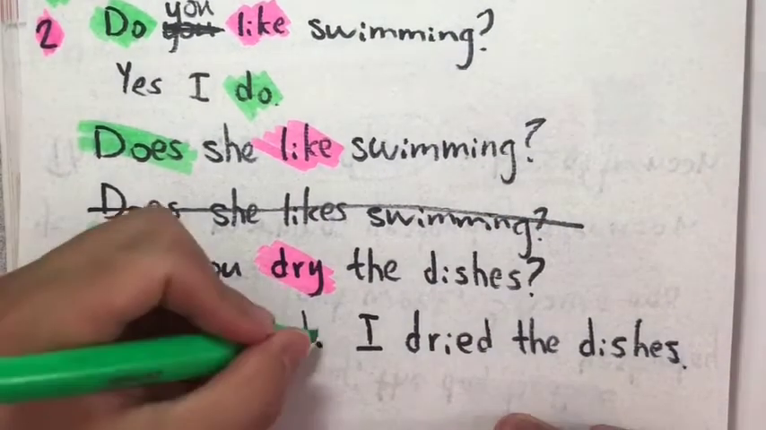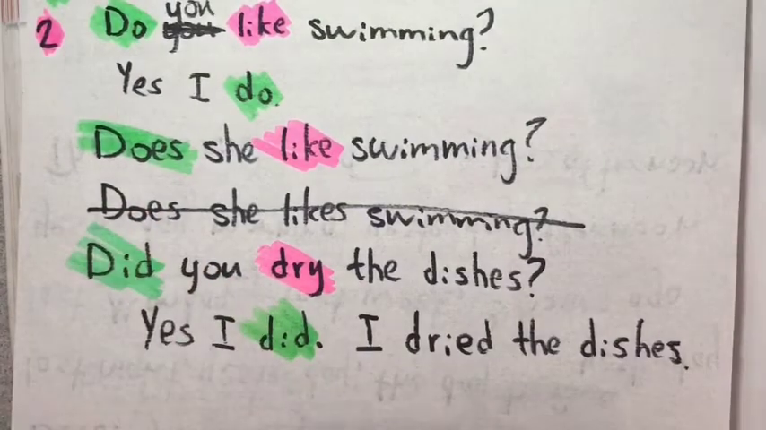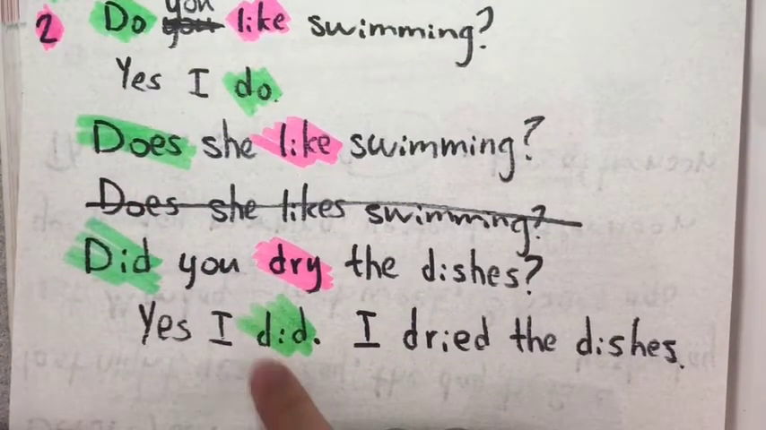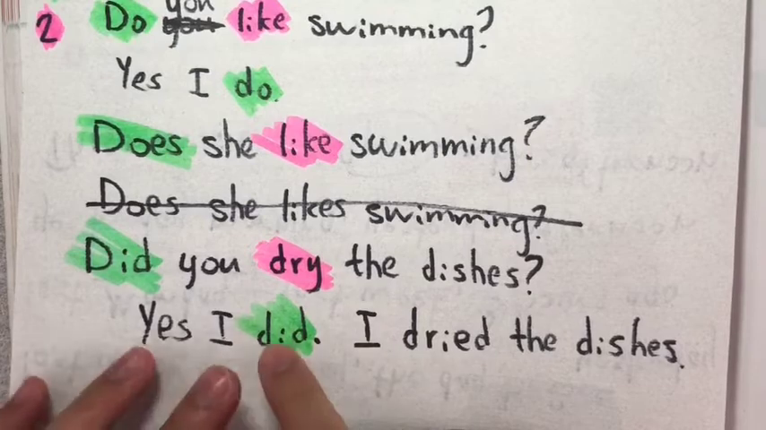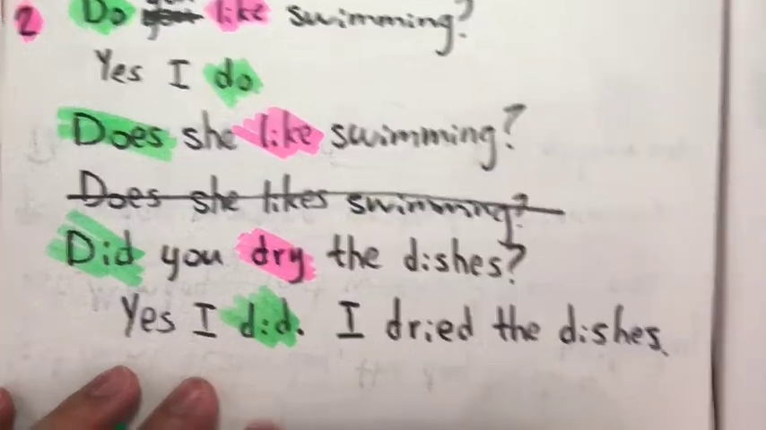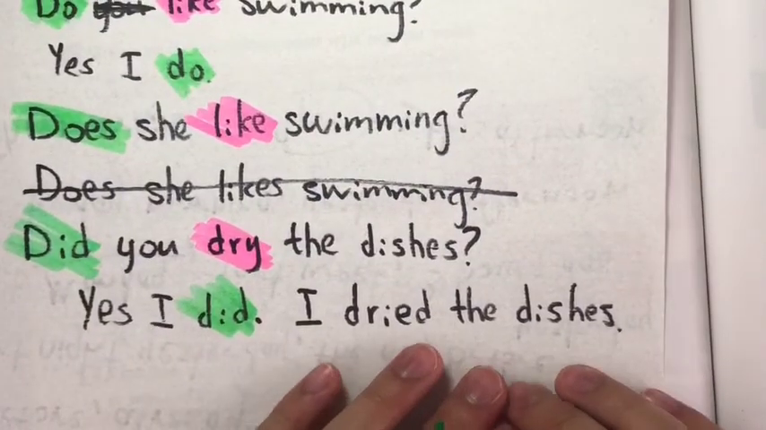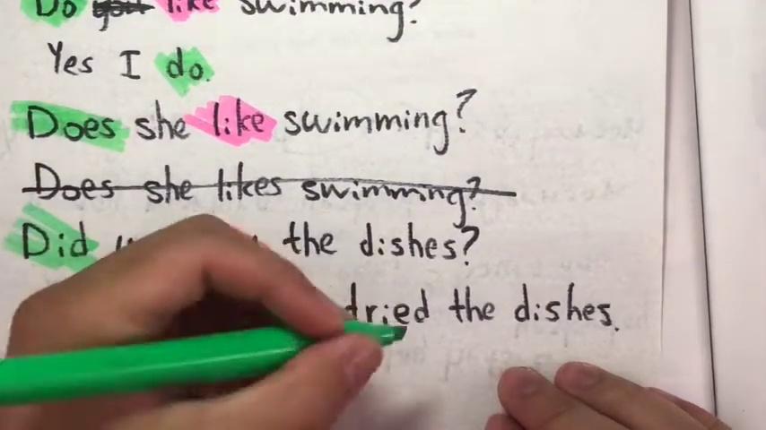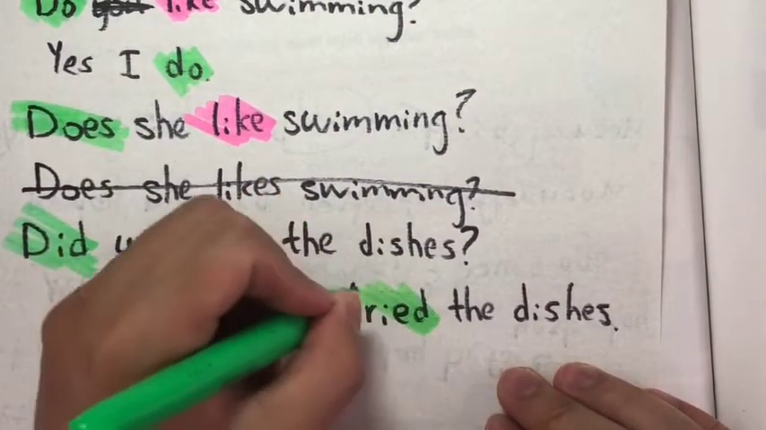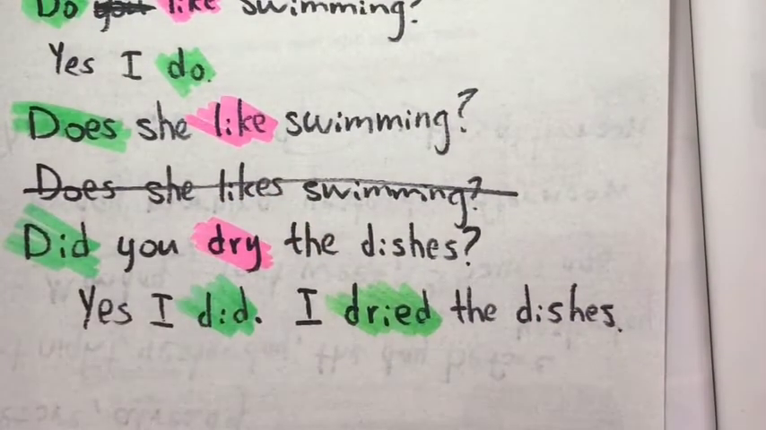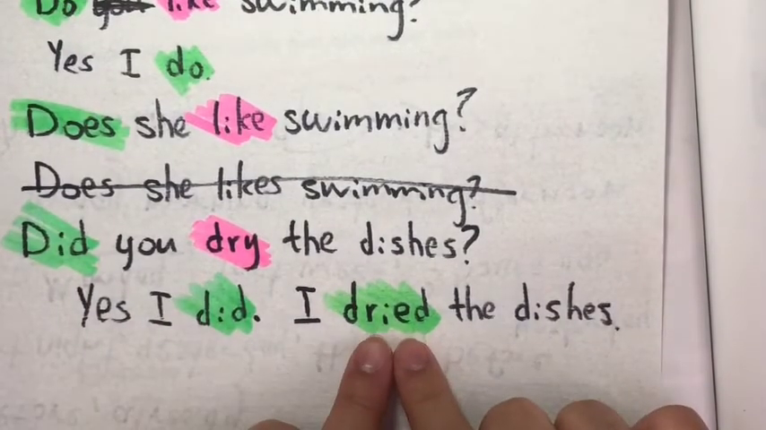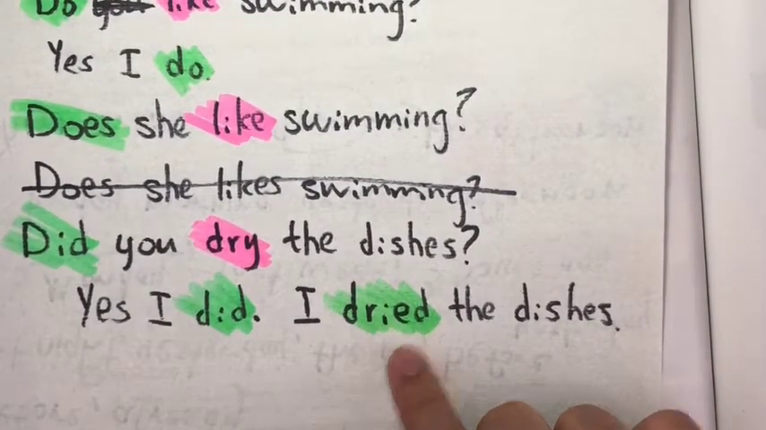Yes, I did. Did is the first verb in this phrase, so we change it to past tense. This is a new sentence. So the word dried is the first verb. We change it to past tense because it's the first verb.